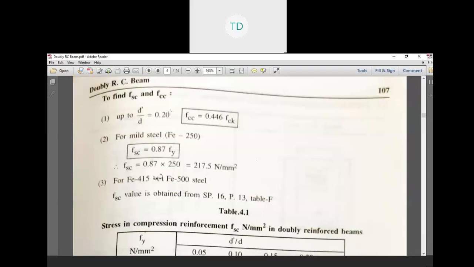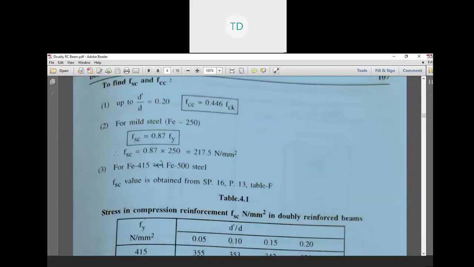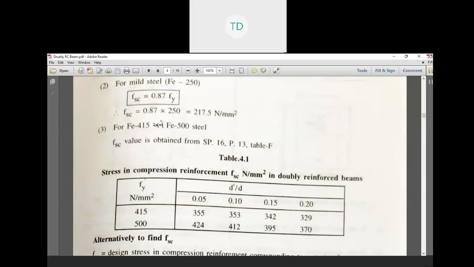Sometimes Fcc is very important and Fsc is negligible, but it's worth noting. For d'/d equal to 0.20, we get Fcc = 0.446 Fck. And for mild steel, Fsc = 0.87 Fy, where Fy is the grade of steel. For Fe 415 and Fe 500, the Fsc value is obtained from SP 16, page number 30, table F.